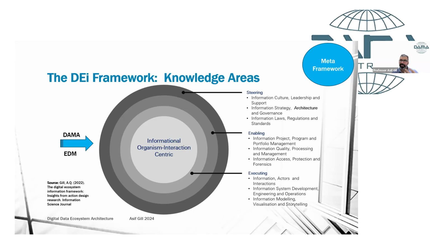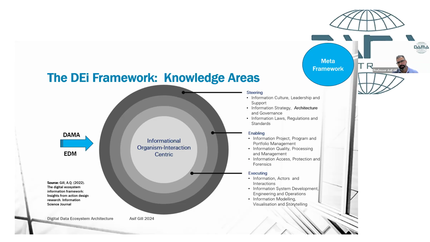I like to make things simple, or simplify them so they're more actionable. So I call this a meta framework, which can use DAMA, EDM, mixed up, your own flavor of the stuff as well. This meta framework is interaction-centric. There's a steering part, pulling things in a certain direction, where information culture, leadership, support, strategy, architecture, and governance work together, along with laws, regulations, standards, including ethics and other things. That's really steering the information handling.